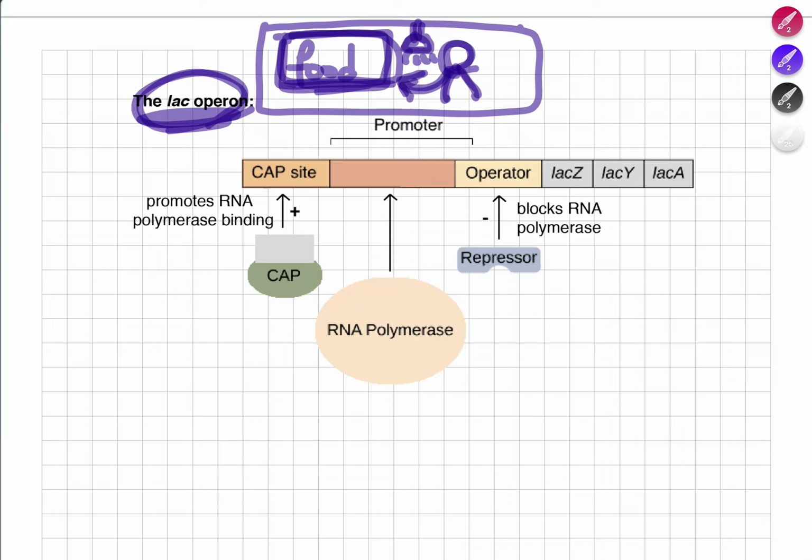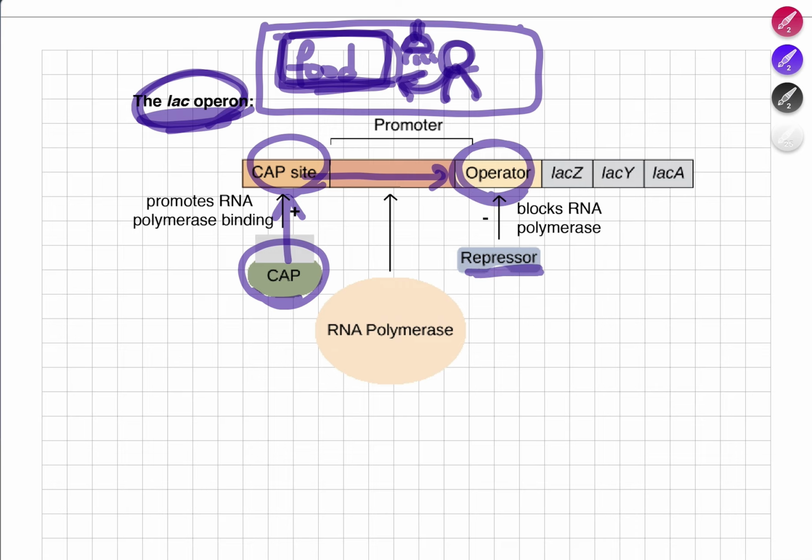So how it basically works is there is a CAP and a CAP site. So the CAP binds to the CAP site and then the promoter works, and then when the operator doesn't have a repressor, it allows the lac Z, Y, and A, which are the things that actually eat the food, to work. And that is basically how it works.